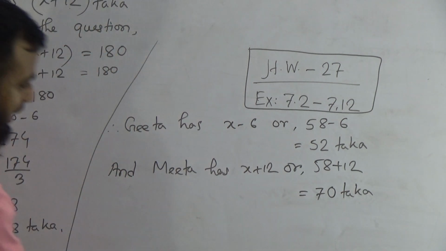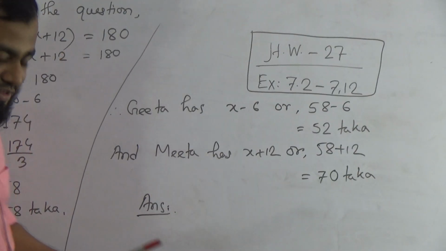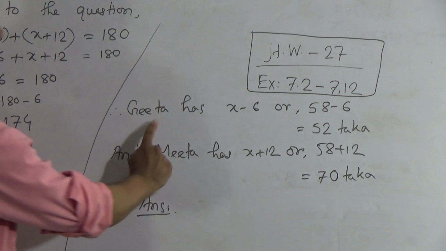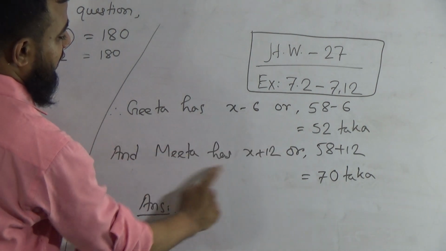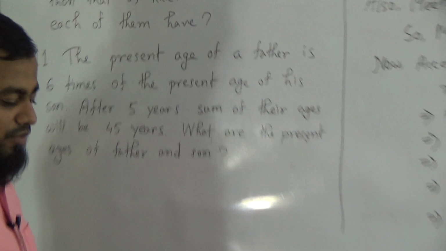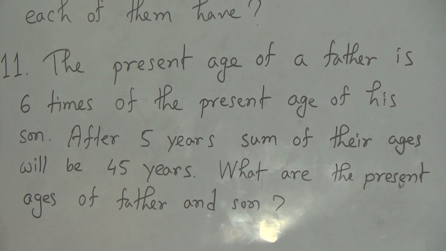You need to write down the answer also. I am not going to write it down because I think you can write down the answer also. Okay, the answer is what? Rita has 58 taka, Geeta has 52 taka, and Mita has 70 taka. This is our required answer, my dear students. Now this is the solution. I hope you have understood this solution. Now I am going to solve the next problem. The next problem is problem number 11 from 7.2.